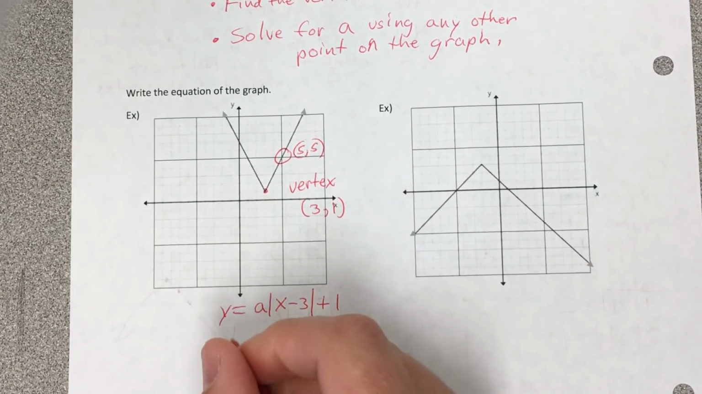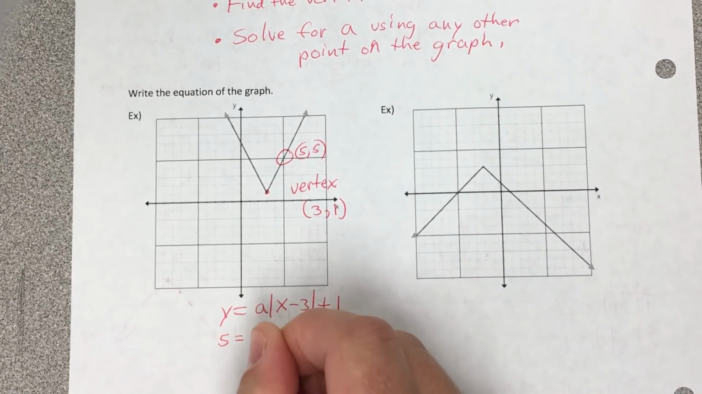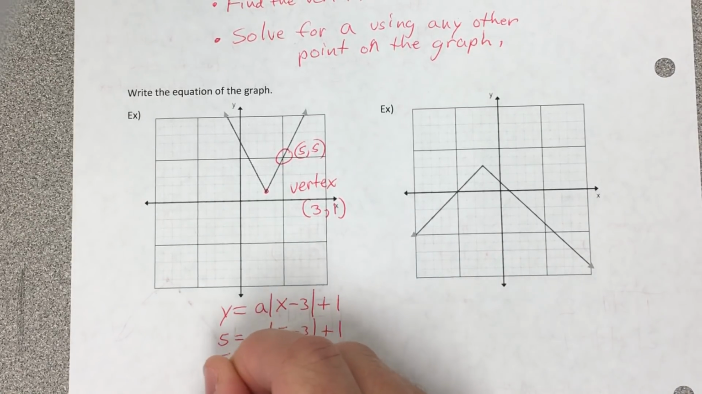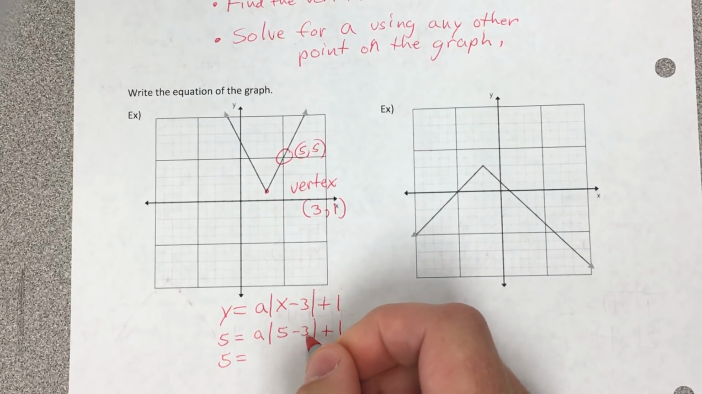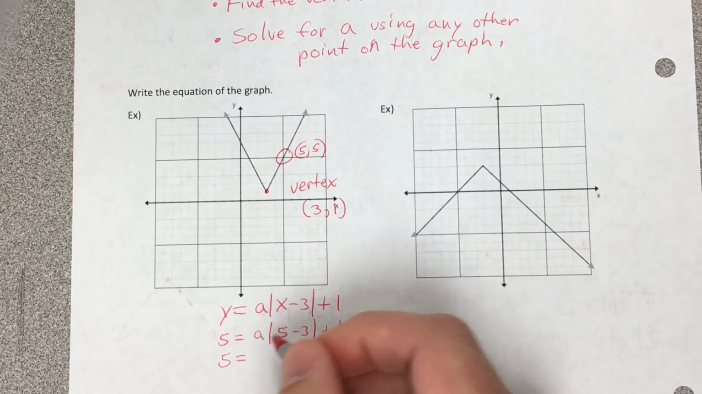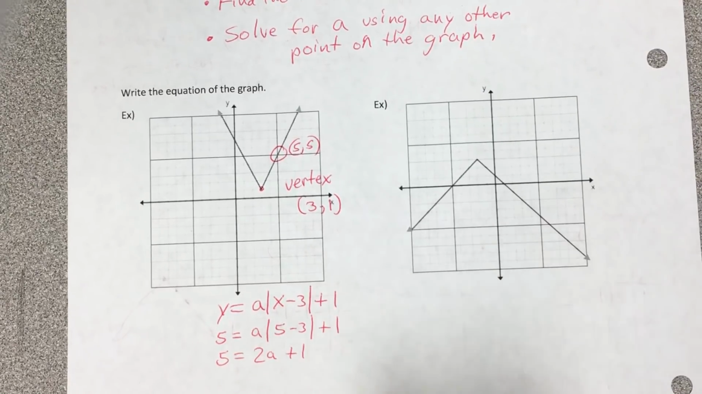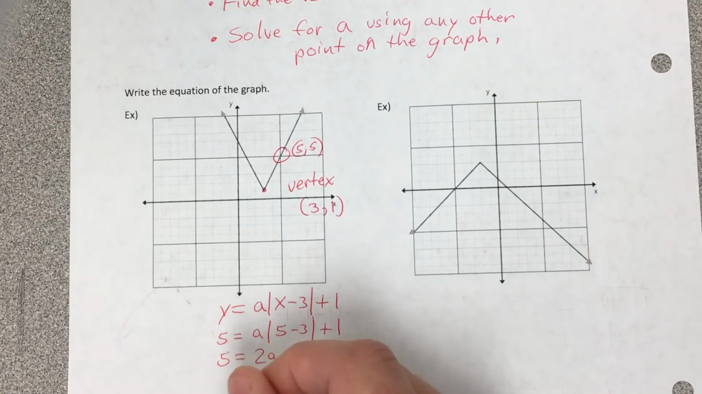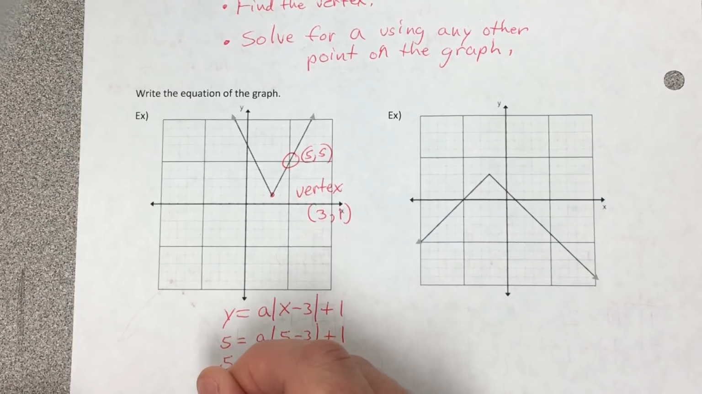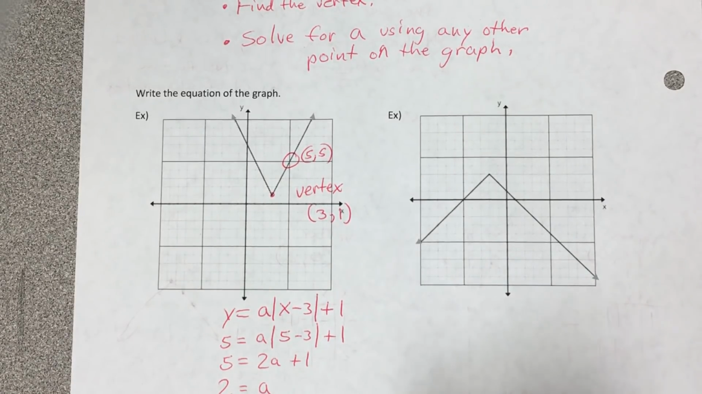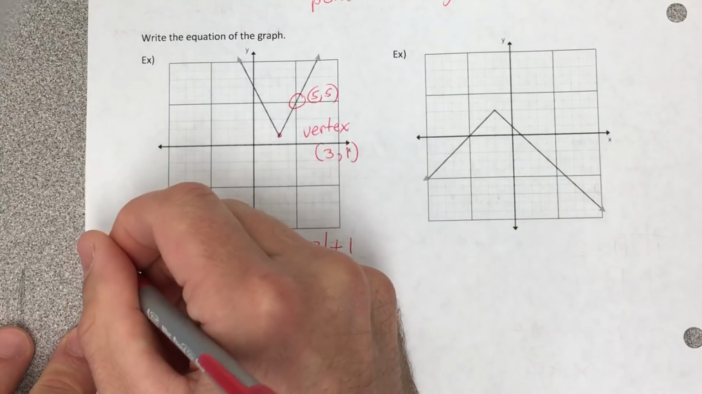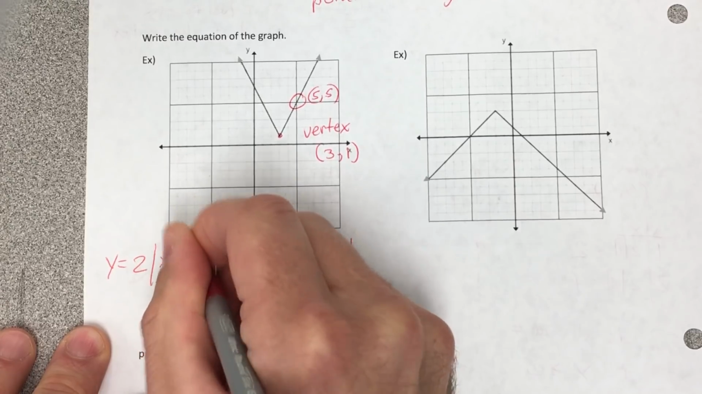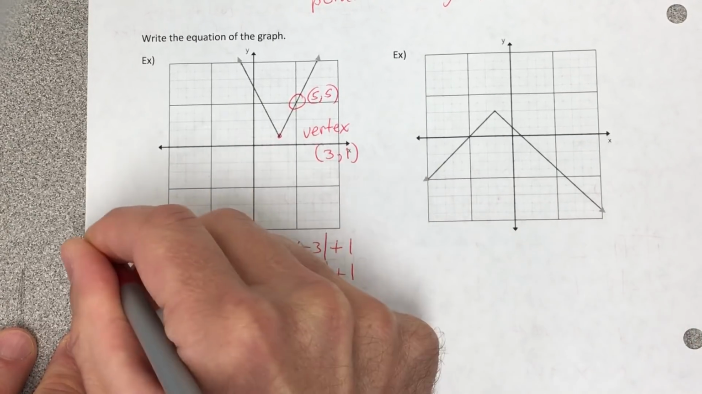So we're going to use 5, 5 to help me solve for a. So 5 minus 3 is 2. Absolute value of 2 is 2. 2 times a is 2a. And then I solve this by subtracting 1 to get 4, dividing by 2 to get 2. So now that I've solved for a, I'm going to rewrite this. Y equals 2, absolute value, x minus 3, plus 1.